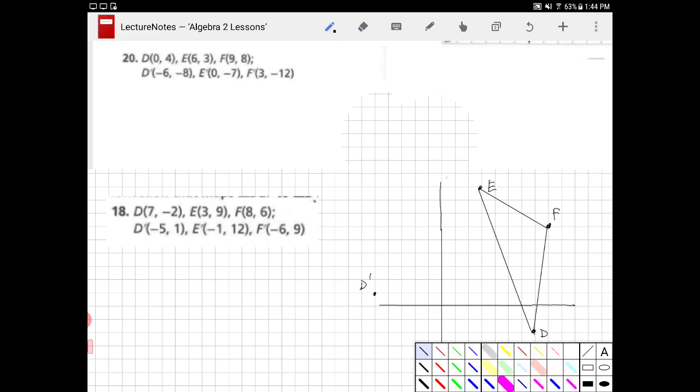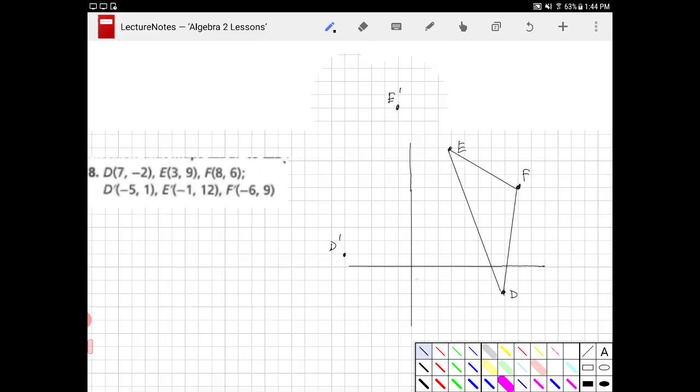Okay, so 10, 11, 12 is right there. This is E prime. Oh boy. Okay, and lastly F prime is negative 6 comma 9. So 2, 4, 6, 8, 9, right there. So this is F prime. And this is the shape that I'm looking at. This is the image.